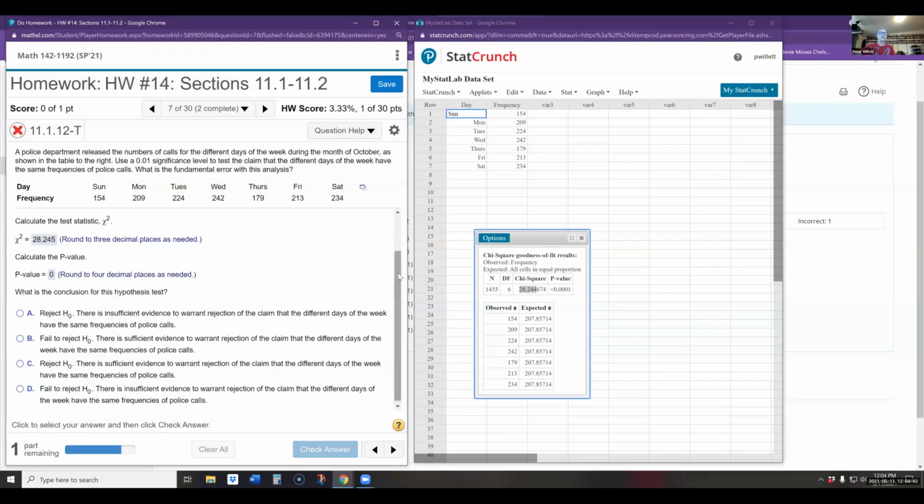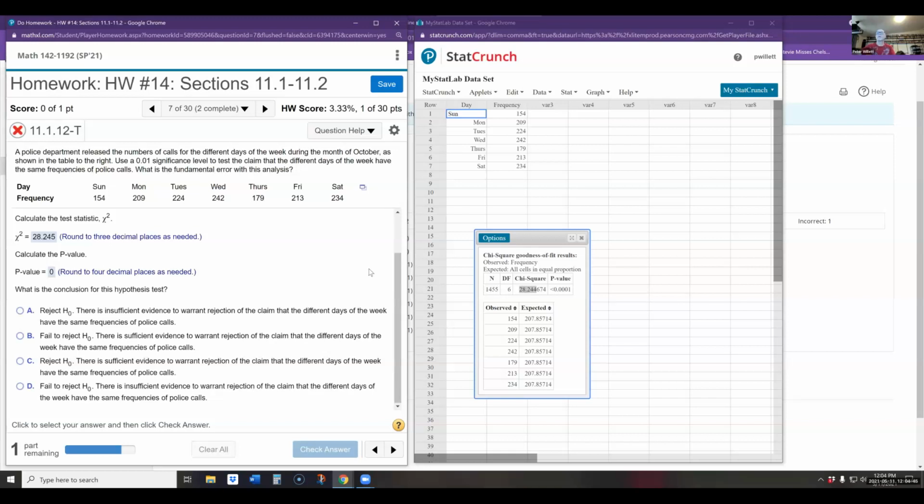So then we draw a conclusion, and the p is low, the null must go. The null is that these are equally distributed. So we think there's evidence that they are not equally distributed. So we reject the null. That's either A or C. There's insufficient. No, if you reject the null, it's because there was sufficient evidence. I don't need to read anymore. It's got to be C.